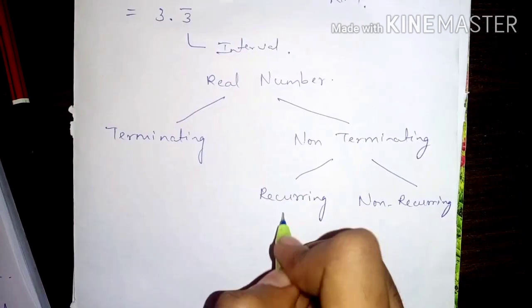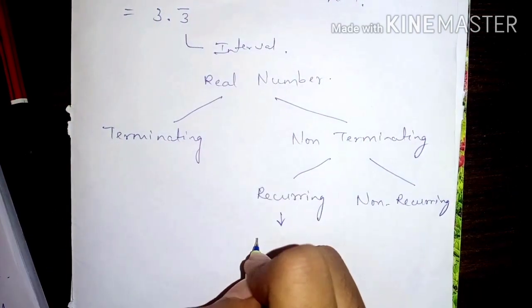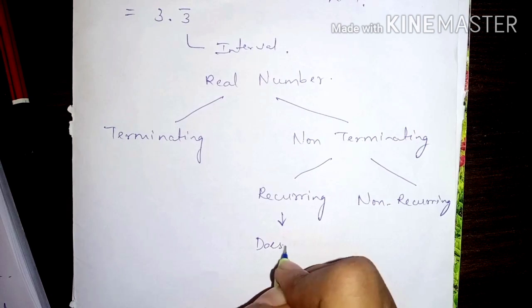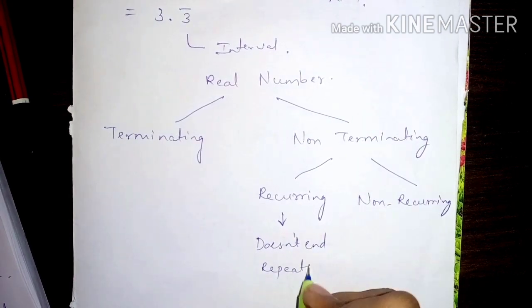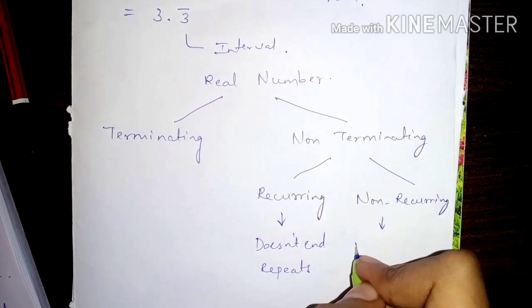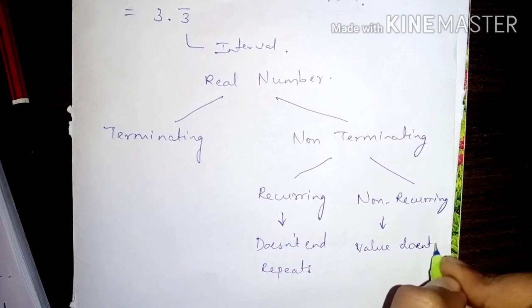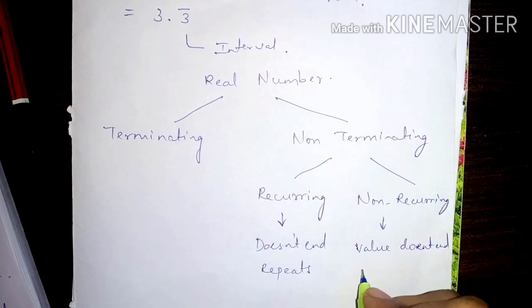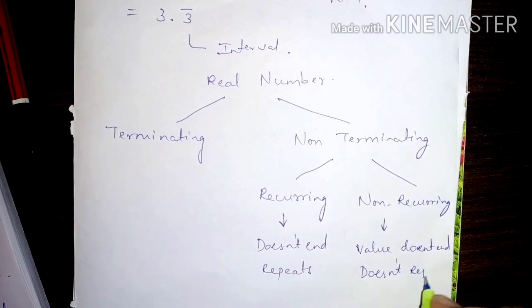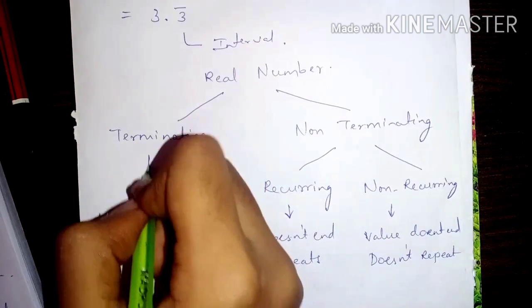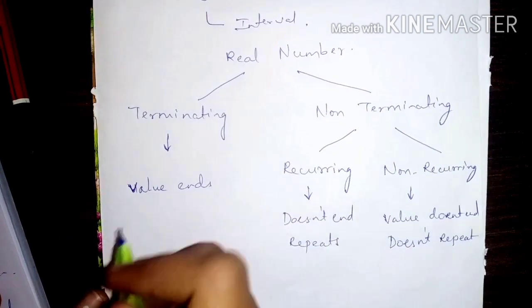In recurring decimals, what did we see? Here the value doesn't end and repeats. In non-recurring, the value doesn't end, because this is not terminating and doesn't repeat. In terminating, the value ends at a particular point.